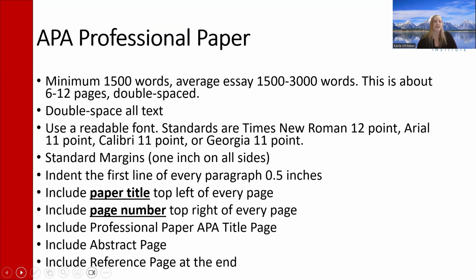The standard margins in a paper like this are 1 inch on all sides. You want to indent the first line of every paragraph about 1/2 inch. It will also include the paper title. Yes, your paper has to have a title on the top left of every page. We call it flush left or left justified. And the page number goes at the top right of every page, flush right or right justified. It's easy to do that with most formatting, like in Google Docs or Word.